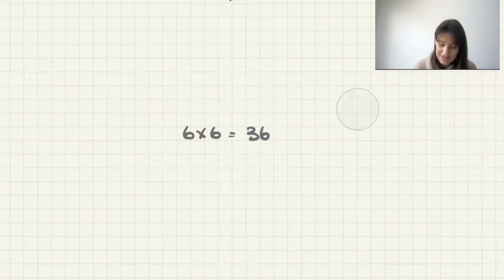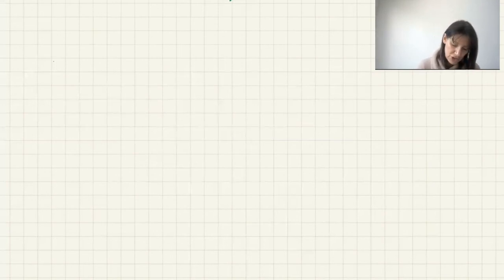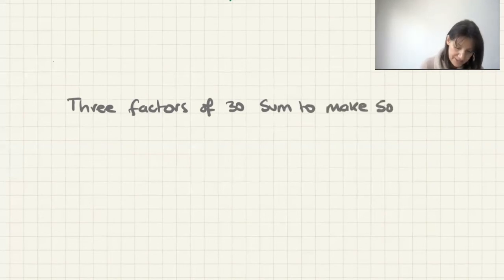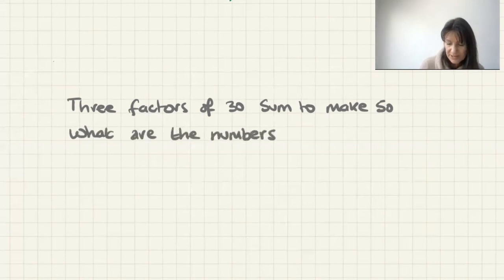All right, last question before I leave you with some to work on. We're going to write down 3 factors of 30 that sum to make 50. What are the numbers? What are those 3 numbers that will sum to make 50? Pause and hit play when you're ready.